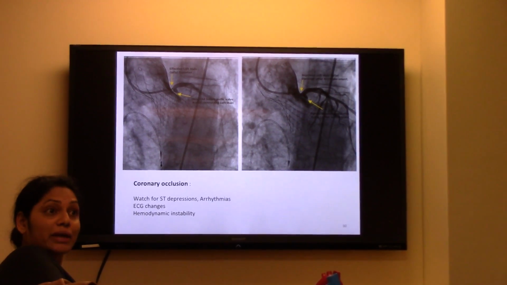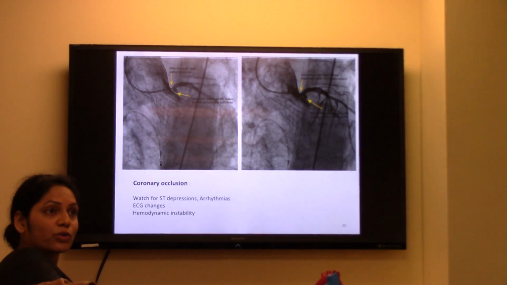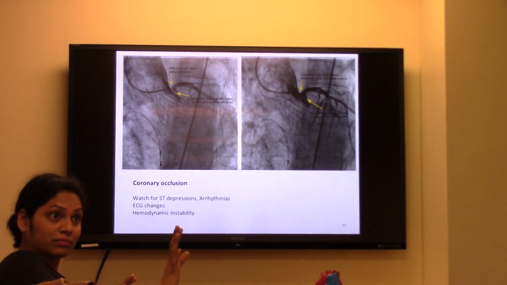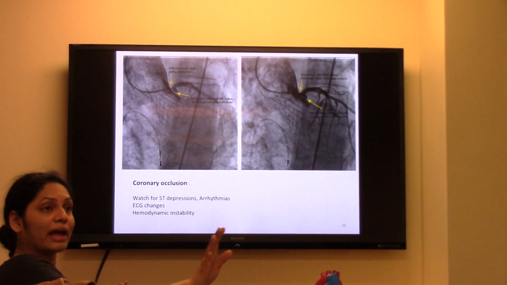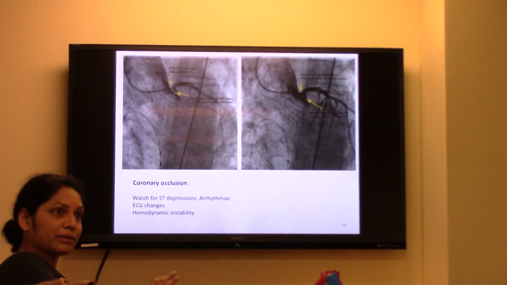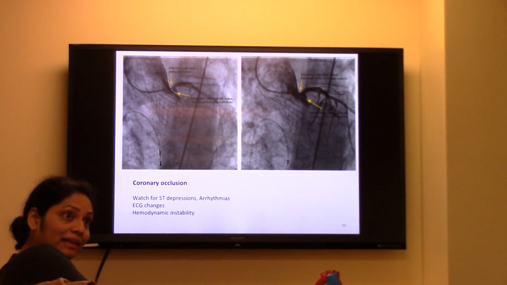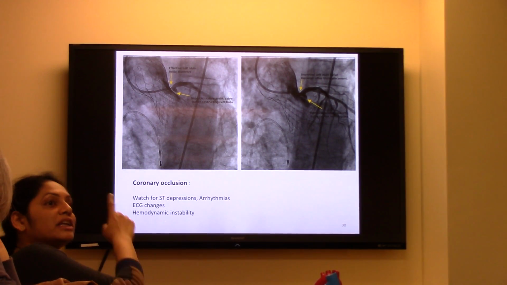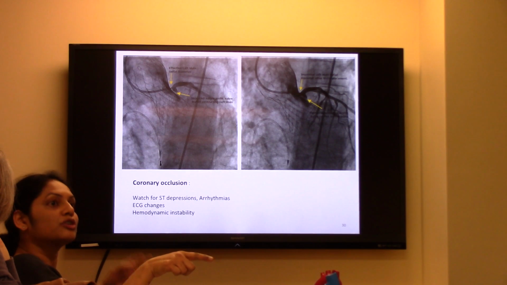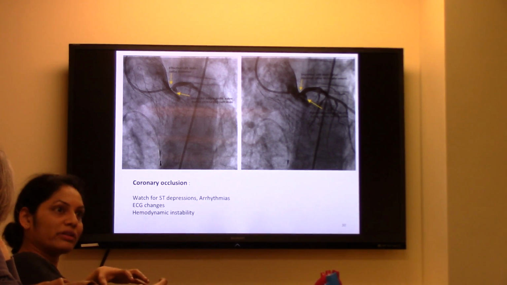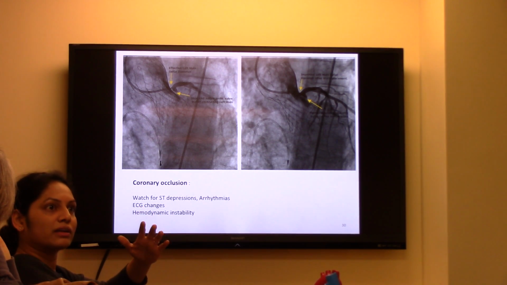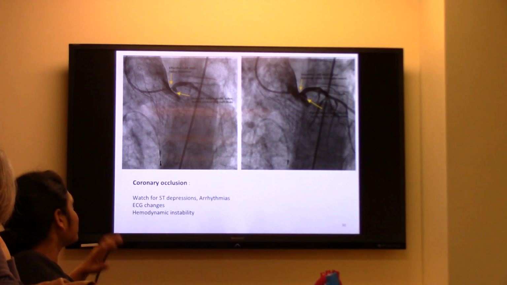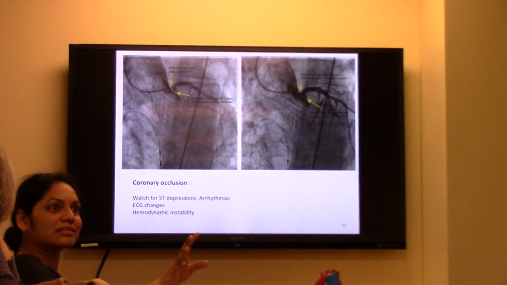But we can actually determine if these patients are at a higher risk for coronary occlusion or not, and if we know that is what is going to happen to these patients, we preemptively use radial access to get to the coronary. That's when we initially put in a wire to protect the coronary, then deploy the valve, and then put a stent over it. So that's where your radial access comes into play.